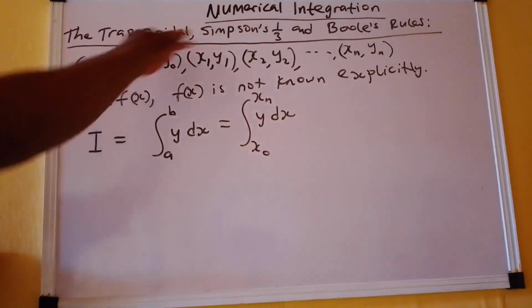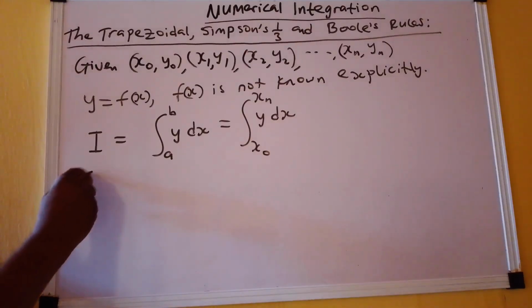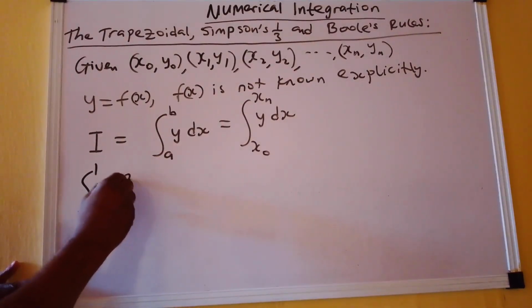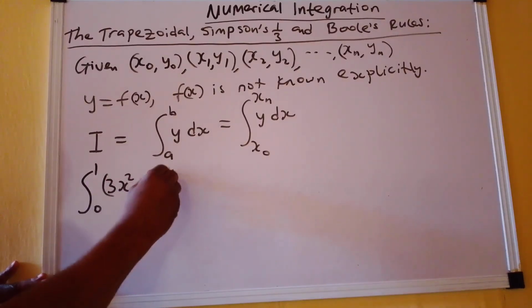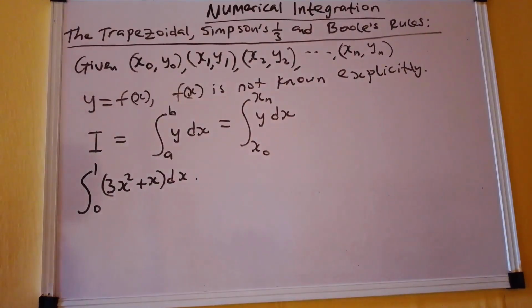So we shall be using these three rules today: the trapezoidal rule, the Simpson's 1/3 rule, and the Boole's rule to solve a problem on integration. For instance, if we are given a function as this, the integral from 0 to 1 of 3x squared plus x dx. This is a problem on integration.